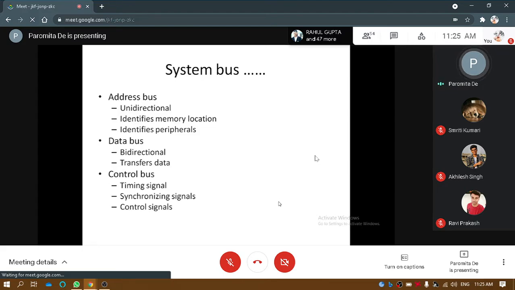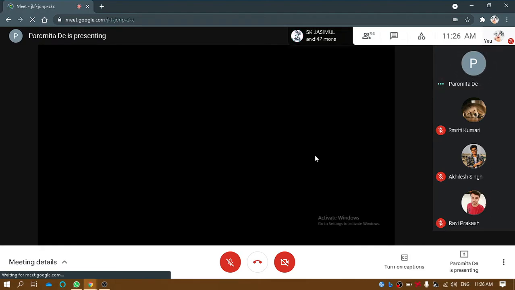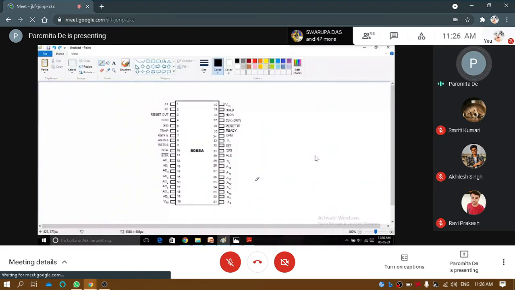Then sequencing of the operation is done by the program counter. We have just seen that if any program is to be sequenced, the program counter sequences the program. The stack pointer points to the memory location wherever the data has to be taken from or stored. So all these together will perform the operation. Now we will see the pin diagram.